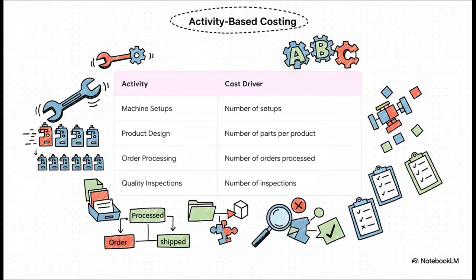This table here offers some excellent, concrete examples of this principle in action. Look at machine setups. The cost isn't really driven by how many units you make after the setup is done. It's driven by the number of setups you have to perform. Or think about product design. The cost of that activity is much more closely related to the number of individual parts in the product than it is to the final production volume. This is the kind of nuance that ABC brings to the table.